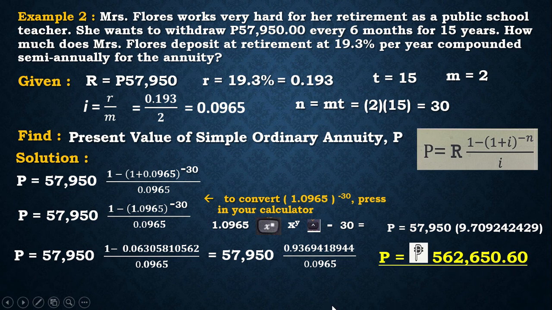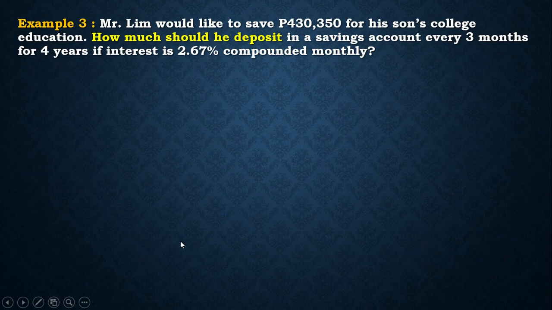And those are the steps on how we could get the example number 2 or how we could compute for the present value of simple ordinary annuity. Okay, let's take example number 3. Mr. Lim would like to save 430,350 for his son's college education. How much should he deposit in a savings account every 3 months for 4 years if interest is 2.67% compounded monthly? How much should he deposit?